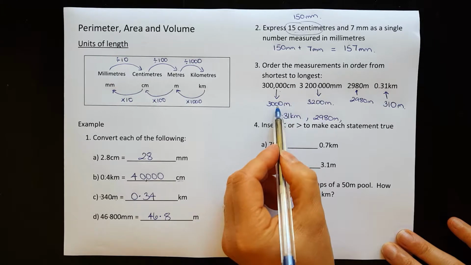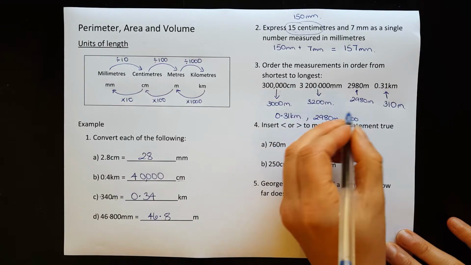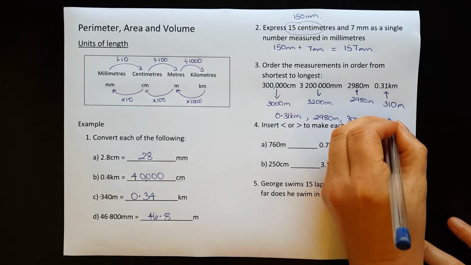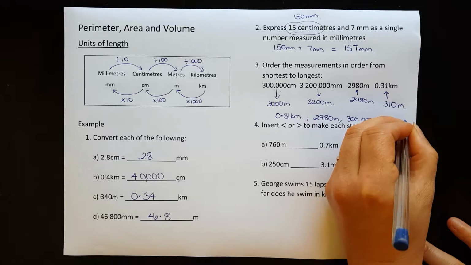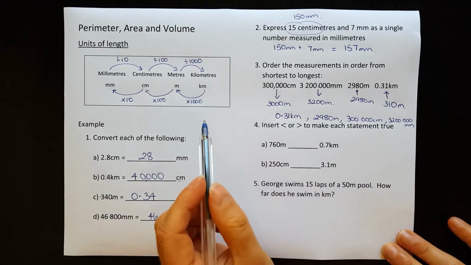Then out of these two numbers, 3,000 is smaller. So that would be 300,000 centimeters. And finally, 320,000 millimeters would be the longest measurement.